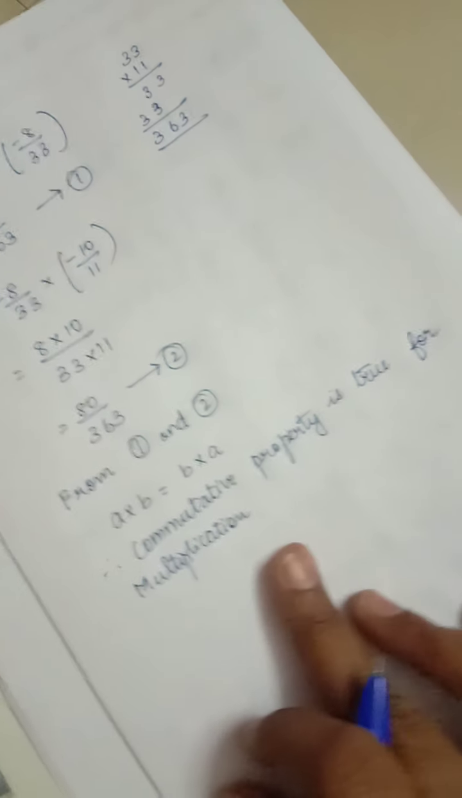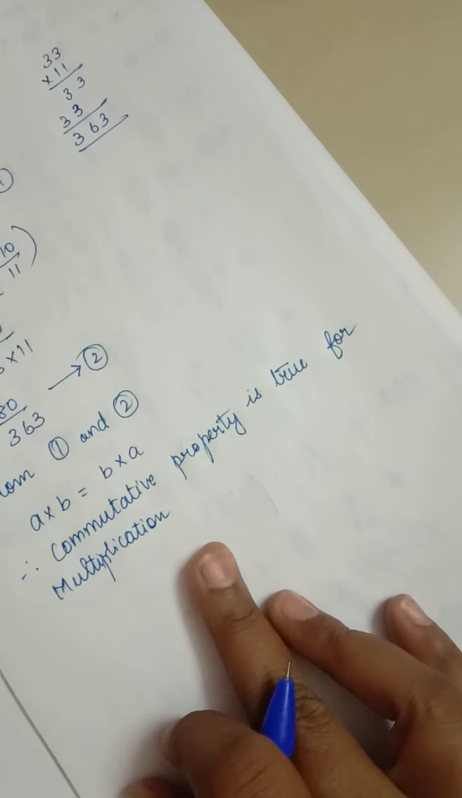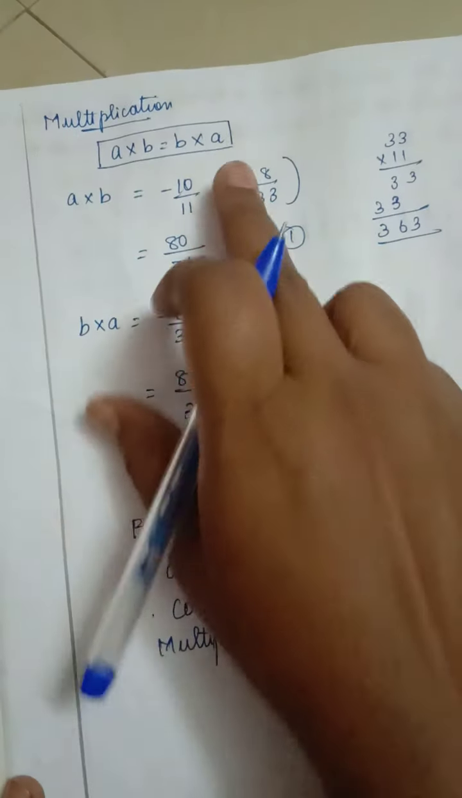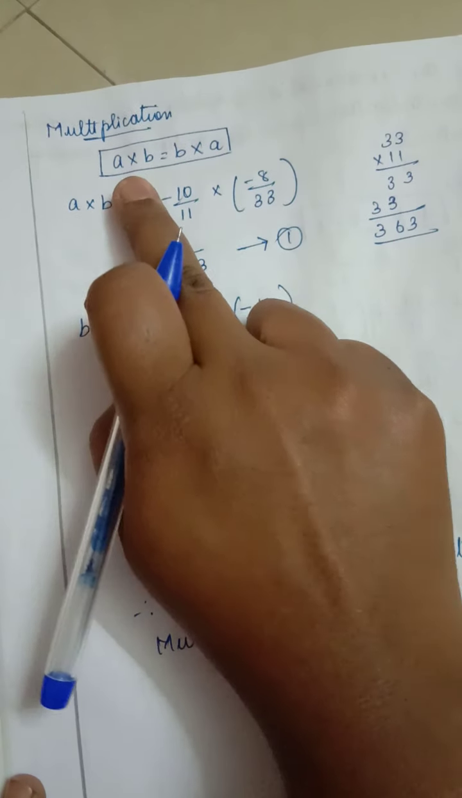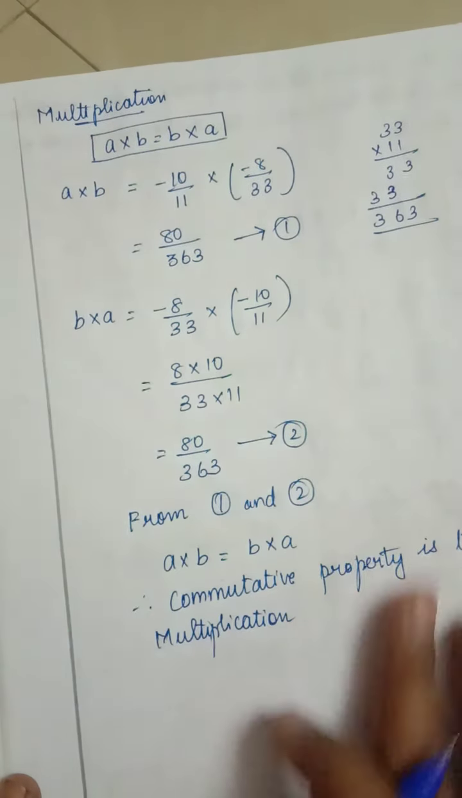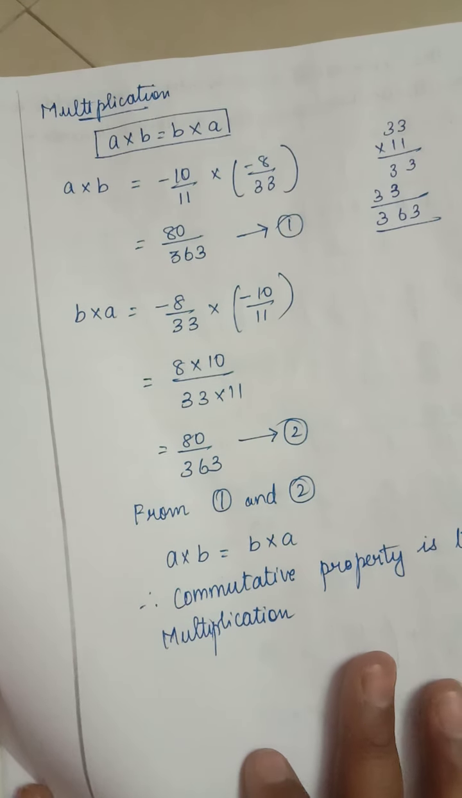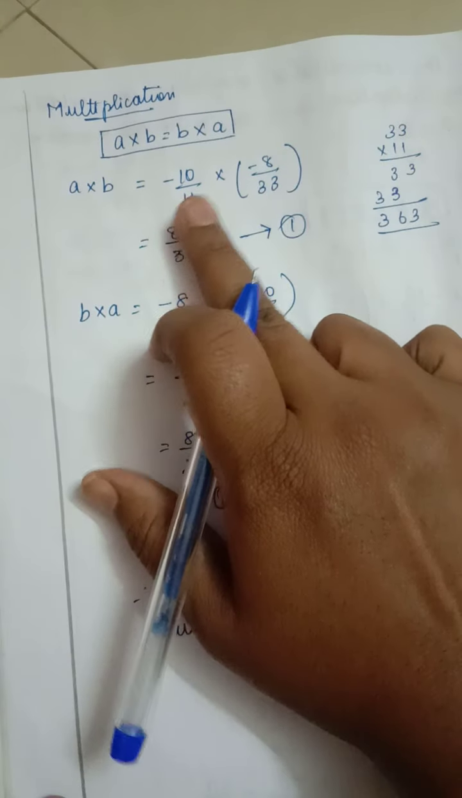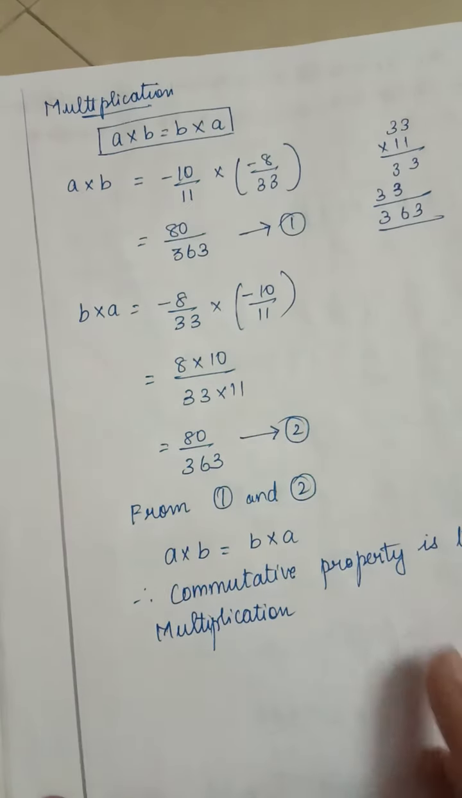Likewise, you have to prove the sum. The commutative property for multiplication is A into B equal to B into A, and for addition A plus B is equal to B plus A. You just multiply it and prove the answer like this.